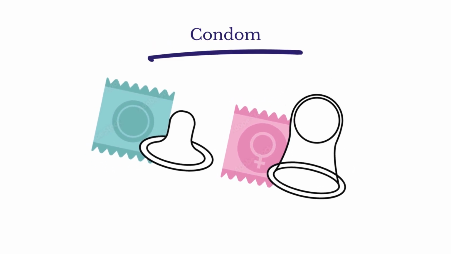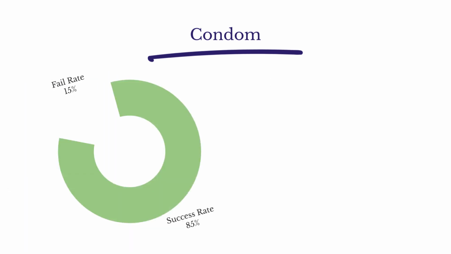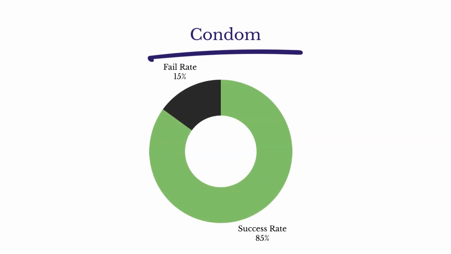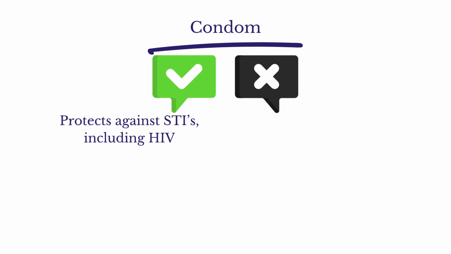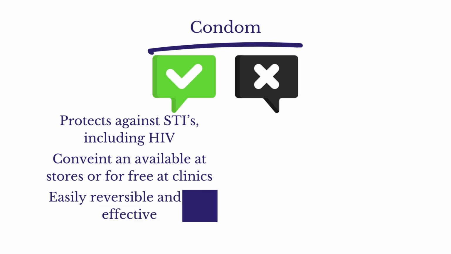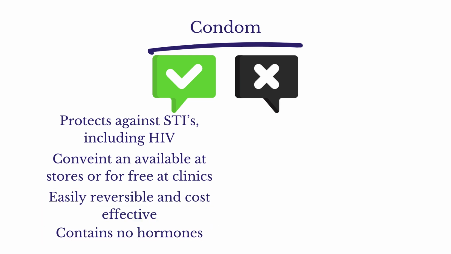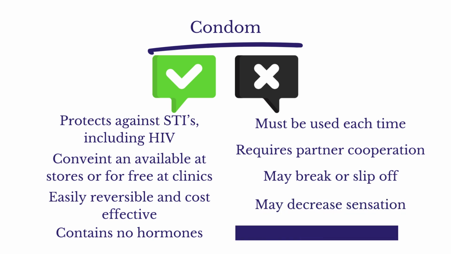Next is the usage of a condom, which is a latex or non-latex cover that fits over the penis. It has a success rate of 85%. Some of the advantages are that it protects against STIs, including HIV, is convenient and available at stores or for free at clinics, is easily reversible and cost-effective, and contains no hormones. Some of its disadvantages are that it must be used each time, requires partner cooperation, may break or slip off, may decrease sensation, and may interrupt sex.